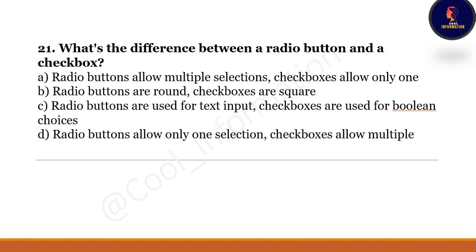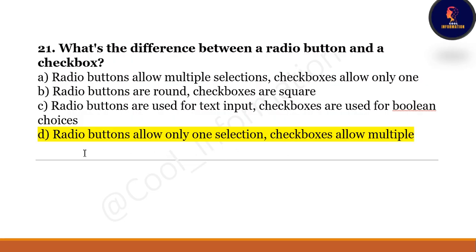Next question. What is the difference between a radio button and the checkbox button? Very simple and a common based question. Option A is radio button allows multiple selection, checkbox allows only one. Option B, radio buttons are round, checkbox are square. Option C, radio buttons are used for text input where checkbox are used for the boolean choice. And last option is radio buttons allows only one selection and checkbox allows multiple. Correct option is option number D.